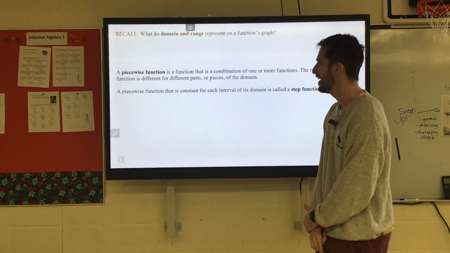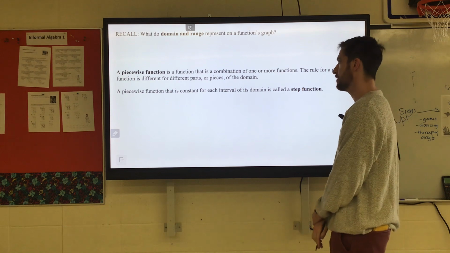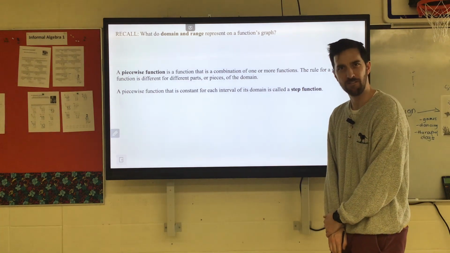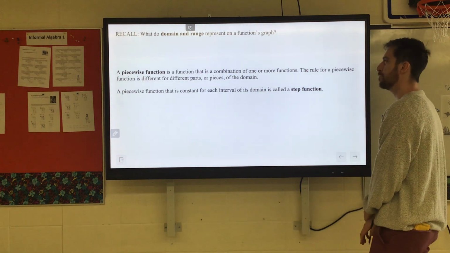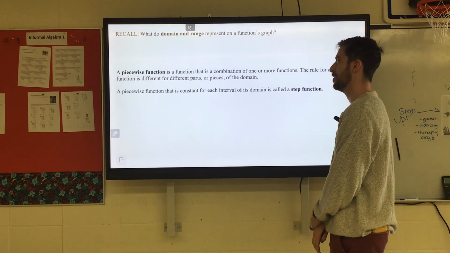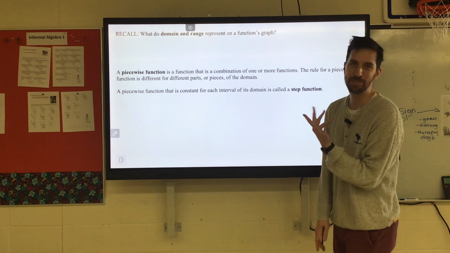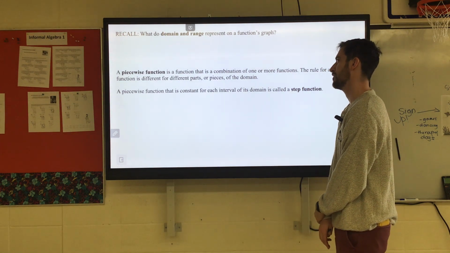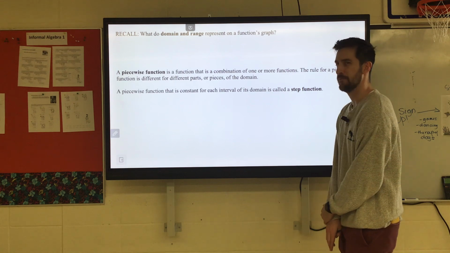So, a piecewise function is a function that's a combination of one or more functions. The rule for a piecewise function is different for different parts or pieces, piecewise, of the domain. A piecewise function that is constant for each interval of its domain is called a step function.